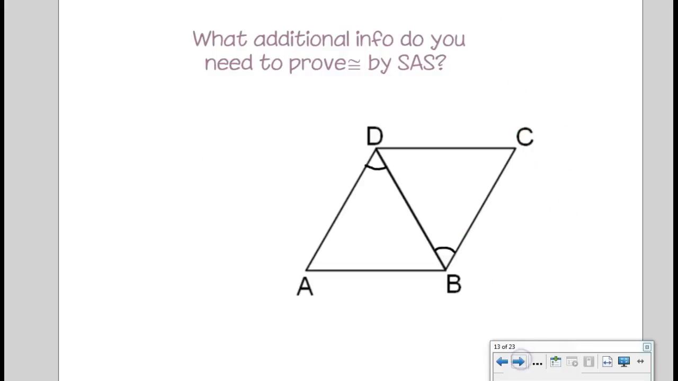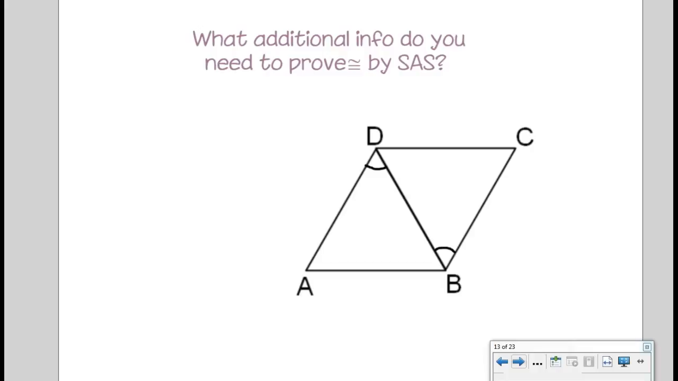Okay, ready for your favorite stuff? What additional information do you need to prove congruent by side, angle, side? Eagle look right there, first one. Oh, except those are not the right segments. Sorry. No one's gotten it right so far.